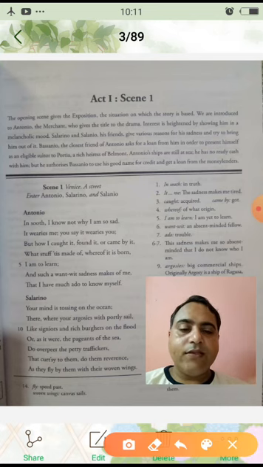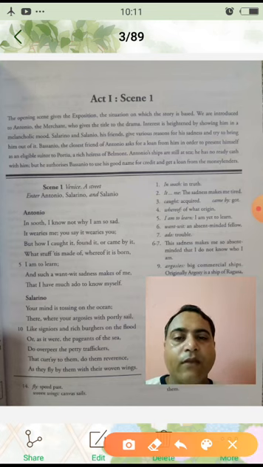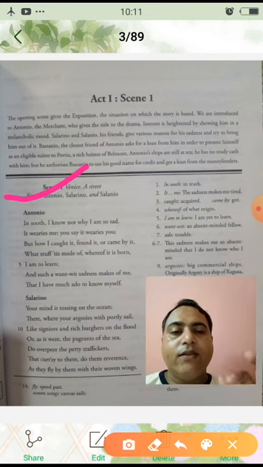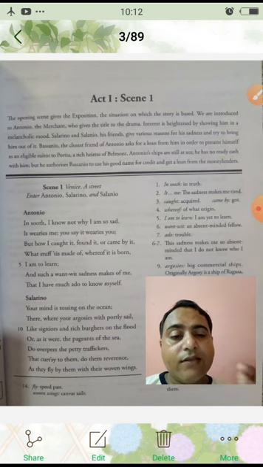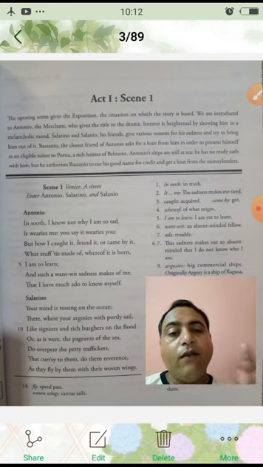So all these things are there that we will read in this scene. Now we shall start the explanation. Scene 1, Venice, a street. Enter Antonio, Salarino and Salanio. Now see where this scene takes place: this scene takes place on a street in Venice.